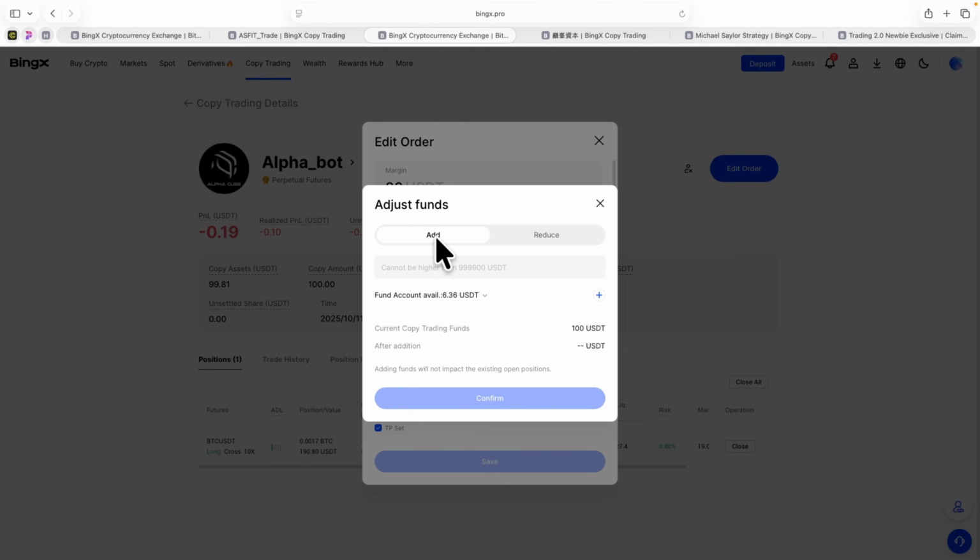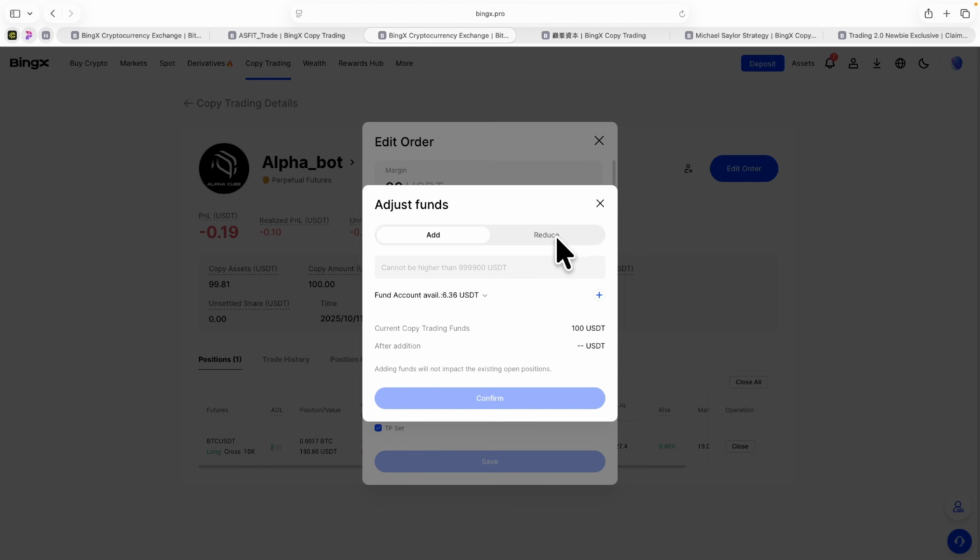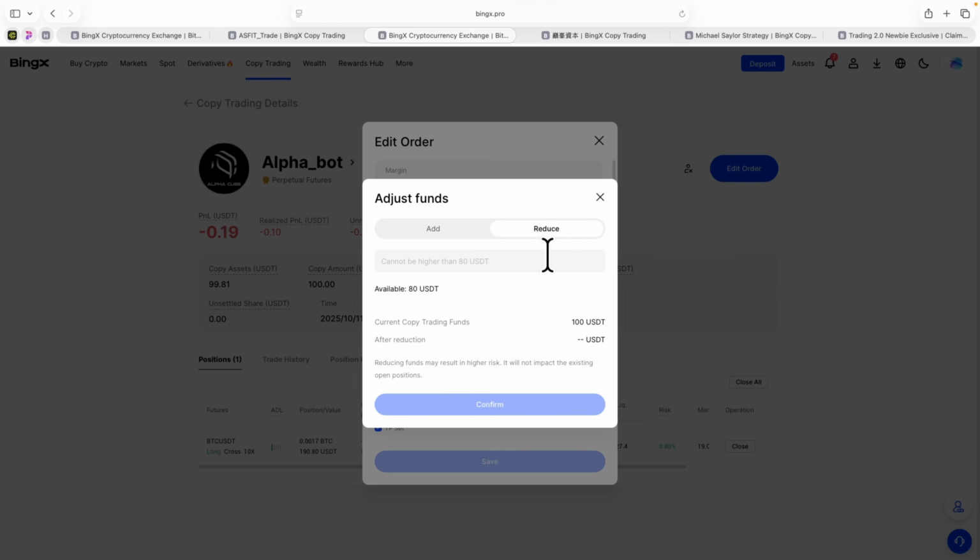Then you can see two options, add or reduce. So if you click on add, it means that you want to add more capital. And if you click on reduce, it means that you want to remove out of your capital. That's basically the meaning. So if you want to go ahead and do that, just come right here and enter any amount of your choice and go ahead and withdraw part of your capital.